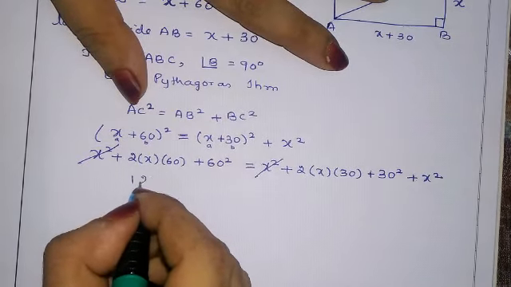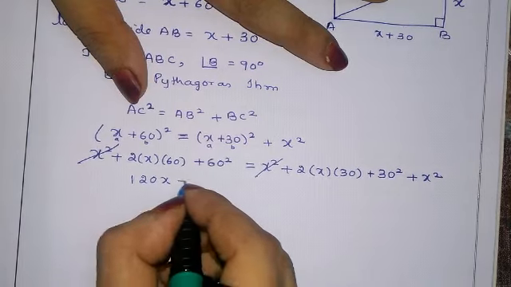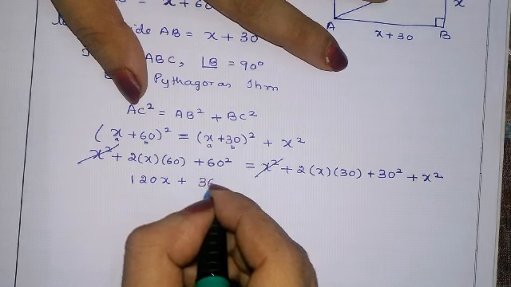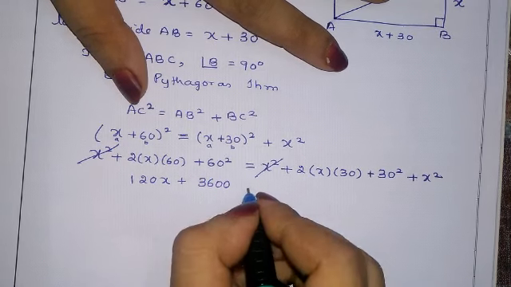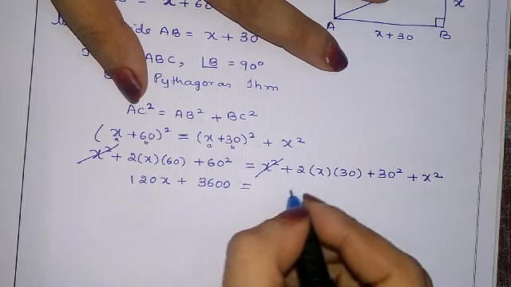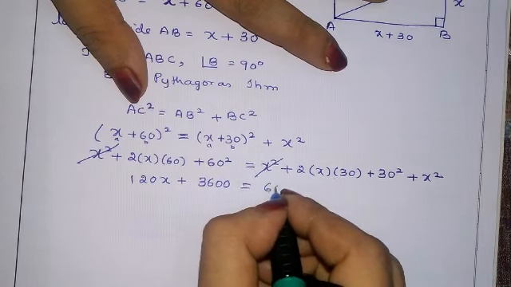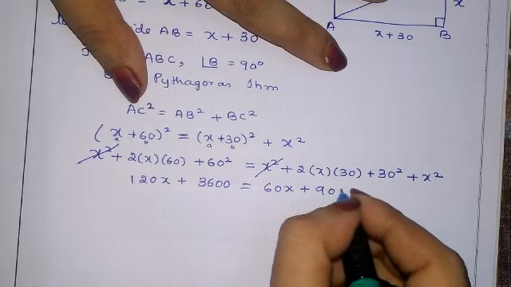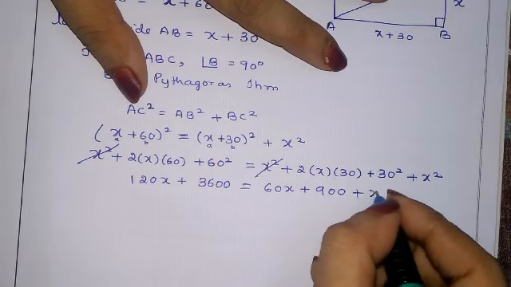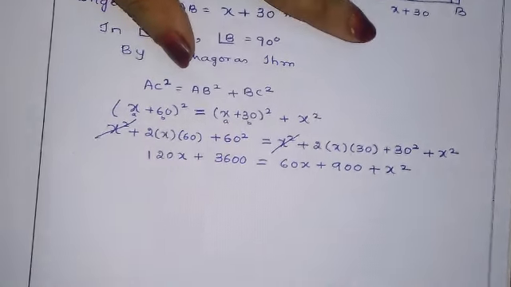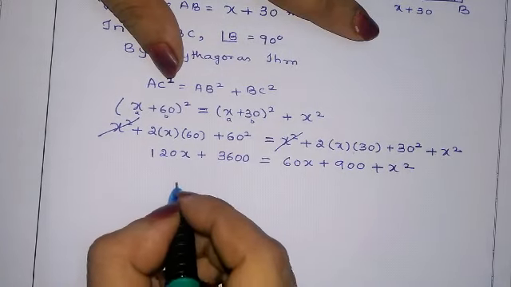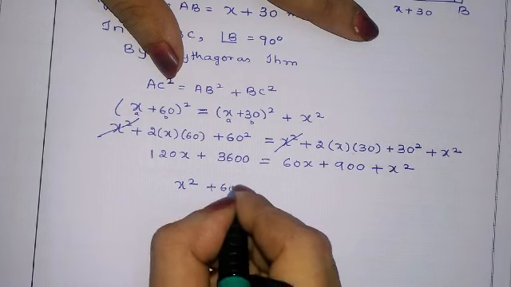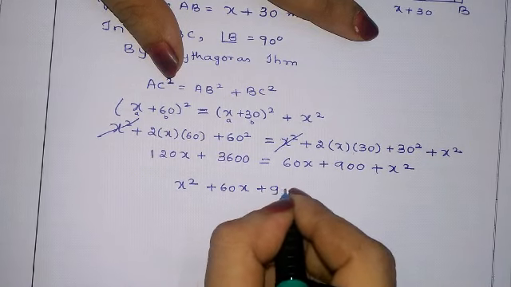60 twos are 120x plus 60 square, 6 square is 3600, is equal to 30 twos are 60x plus 30 square is 900 plus x square. Now we'll write in the standard form. This I will write here, x square as it is, plus 60x plus 900.